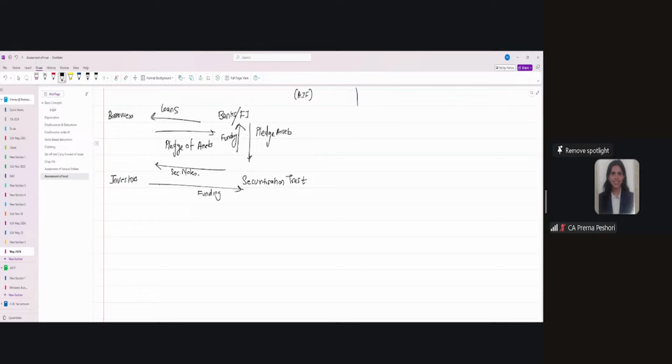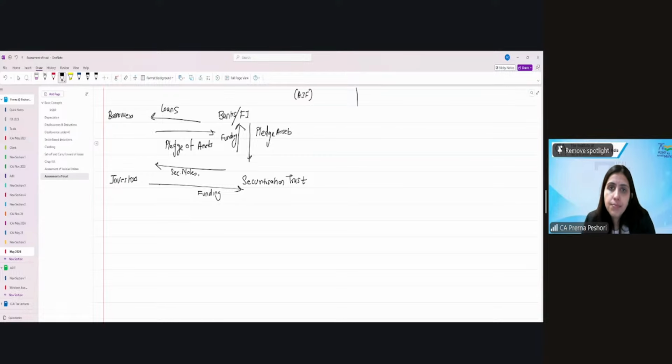Yes, ma'am. When the bank pledges these assets and takes funds, then the bank will also be paying interest to those investors, right, ma'am? No. The bank is taking the assets as a pledge from the borrowers, and the securitization trust is taking from the bank. So the bank is taking the funding against these assets. Of course, the bank would be paying interest to the securitization trust for that particular funding also. Okay, ma'am. Yes.